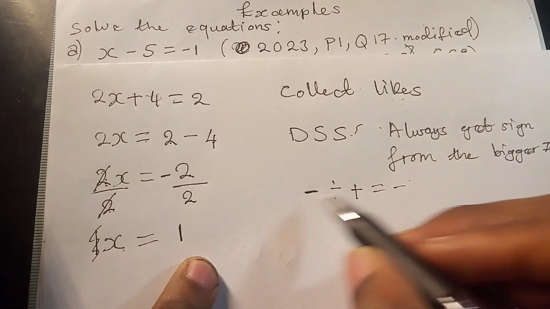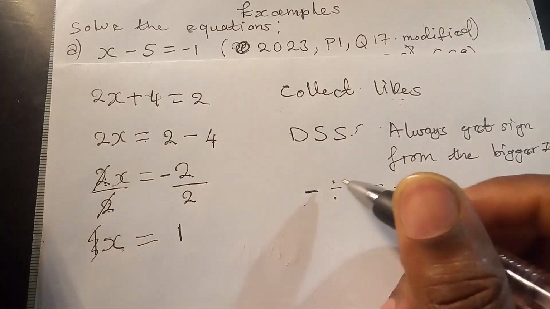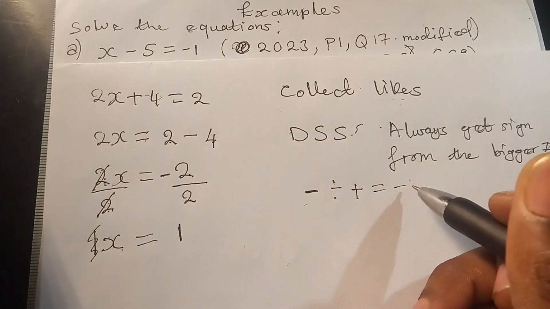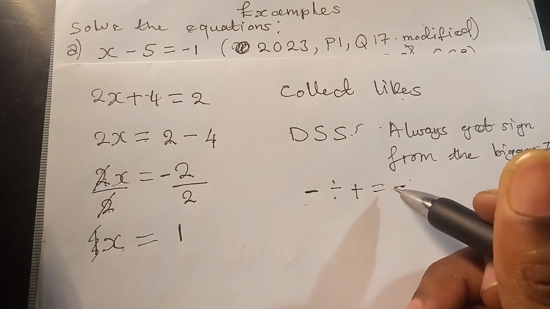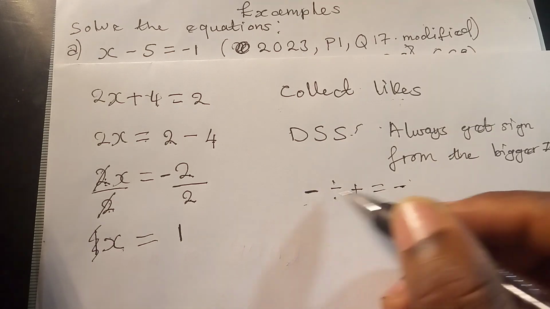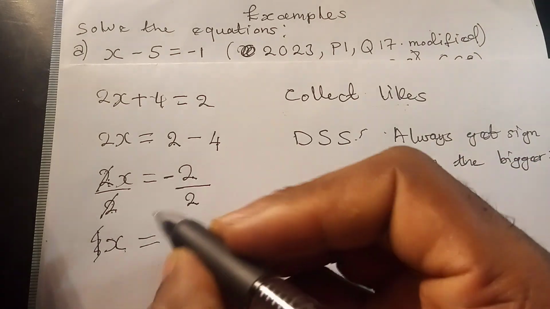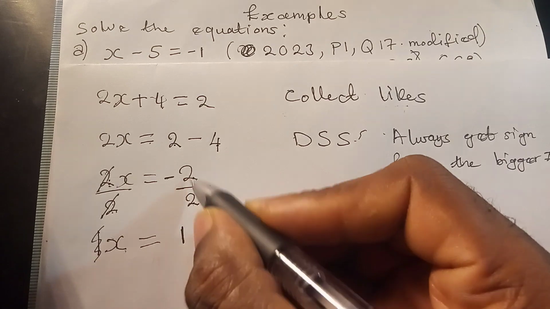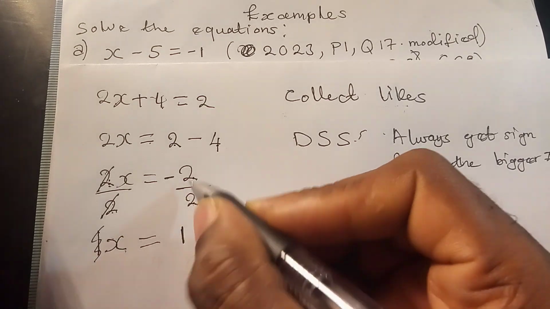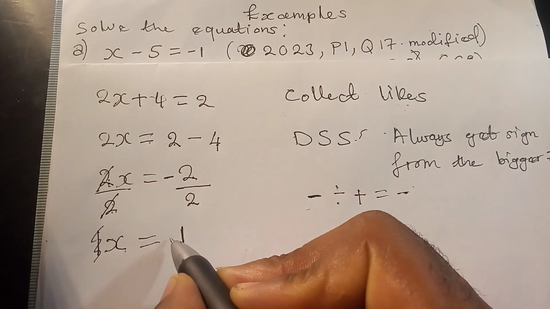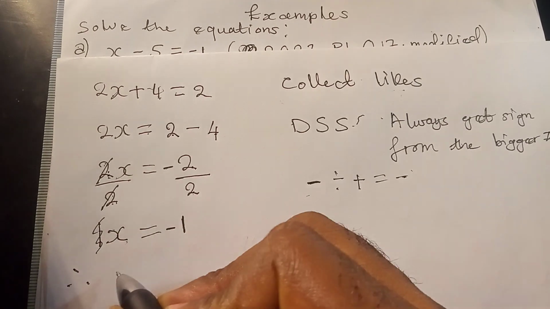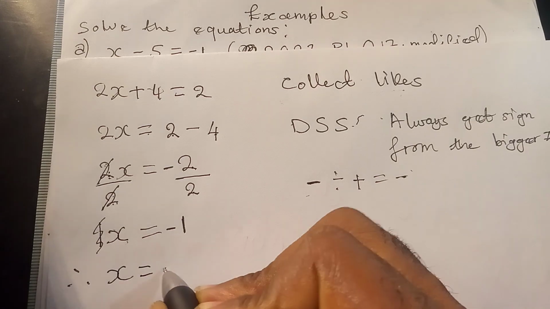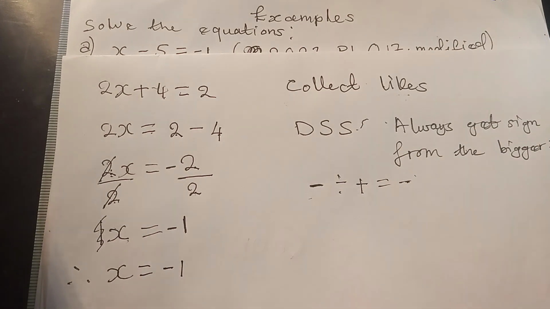As long as you have different signs and you are dividing or multiplying, the answer will always be a negative. You only have a positive when you are multiplying or dividing the same signs. So since in this case we have different signs and we are dividing, it means the answer will be a negative. So that means our x here is equal to negative 1.